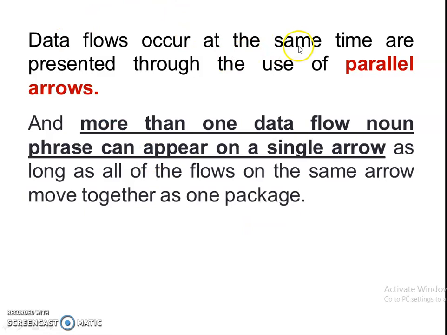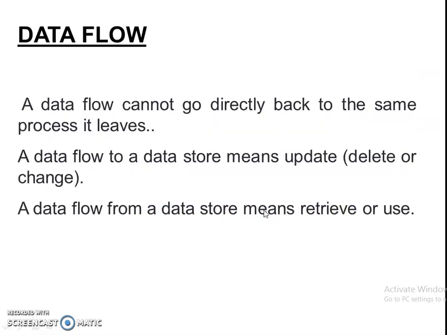Data flows that occur at the same time are represented through the use of parallel arrows. So, for example, in a certain process, there can be two or more inputs, or two or more outputs expected in that particular process. So you can use two parallel arrows. But more than one data flow noun phrase can also appear on a single arrow as long as all the flows on the same arrow move together as one package. So you will know later how to apply this one.